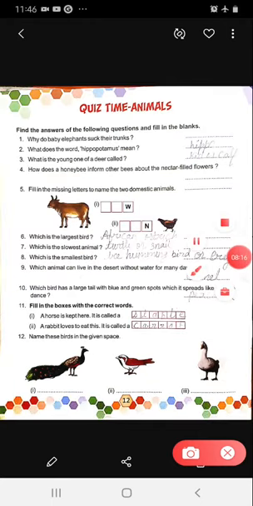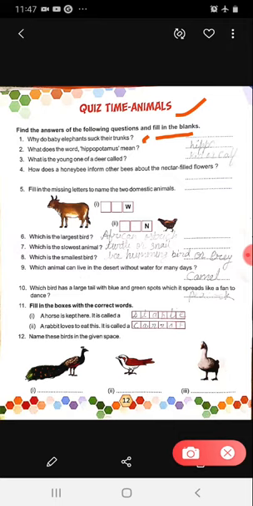This is your last topic of this chapter, that is quiz time, animal. Here are some questions about different types of animals, so one by one we discuss. First, fill in the blanks. Why does a baby elephant shrug its trunk? The answer is for comfort. वो अपने मस्ती के लिए, कंफर्ट होने के लिए ये ऐसा करता है.